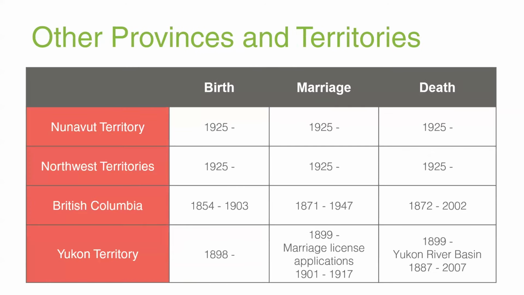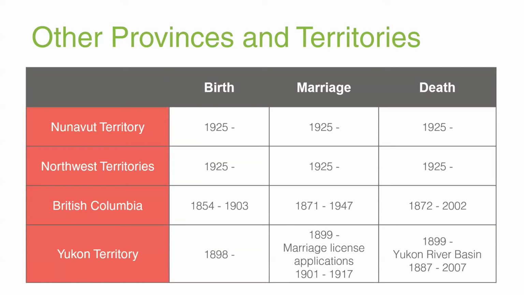Then lastly, we have our catch-all, the other provinces and territories, which includes Nunavut, the Northwest Territories, Yukon Territory, and British Columbia. You'll notice here that Nunavut and Northwest Territories share the same dates, and that's because all of those Nunavut Territory records are the Northwest Territory records until 1999. After that 1999 point, you can go to Nunavut's Health Services office. But for many of us, that probably won't help when we're looking at our ancestral research. So you really have to be applying to the Northwest Territories vital offices to get information.